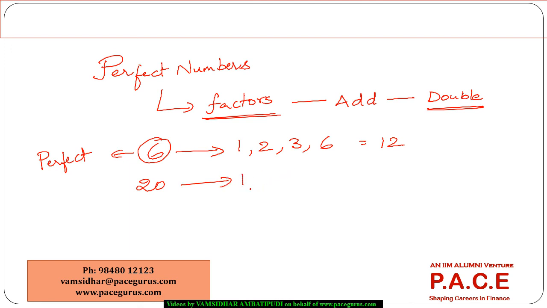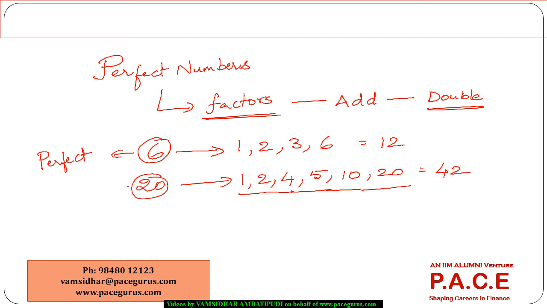1 is a factor of it, 2 is a factor of it, next 4 is a factor, 5 is a factor, then 10 is a factor, and 20 is a factor. You add up all of them, 1 plus 2, 3, 3 plus 4, 7, 7 plus 5, 12, 12 plus 10, 22 plus 20, 42. So it's not double that of 20. So because it's not double, it cannot be a perfect number.